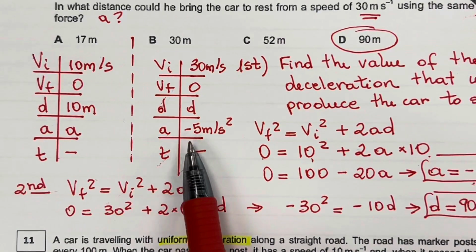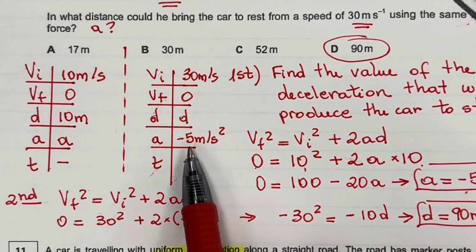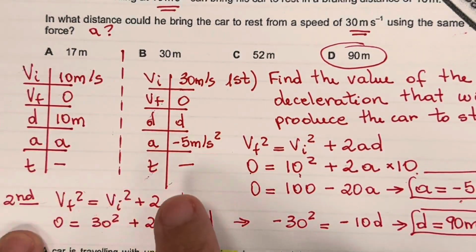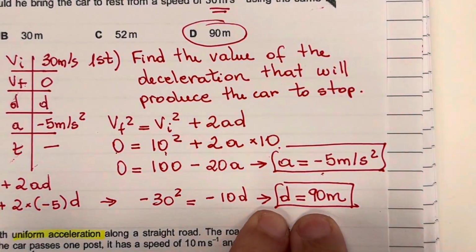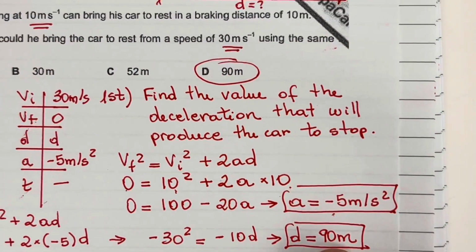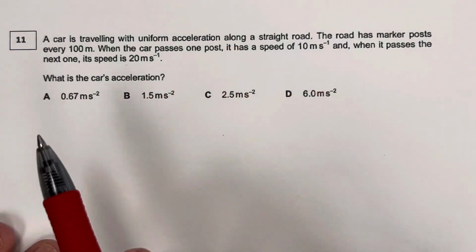Now the same deceleration will be applied for the second part of this problem. Time was not mentioned, so I'm going to use this information to calculate the distance it takes for this car to stop. It will be greater: 90 meters right here, 90 meters. That's the final answer.